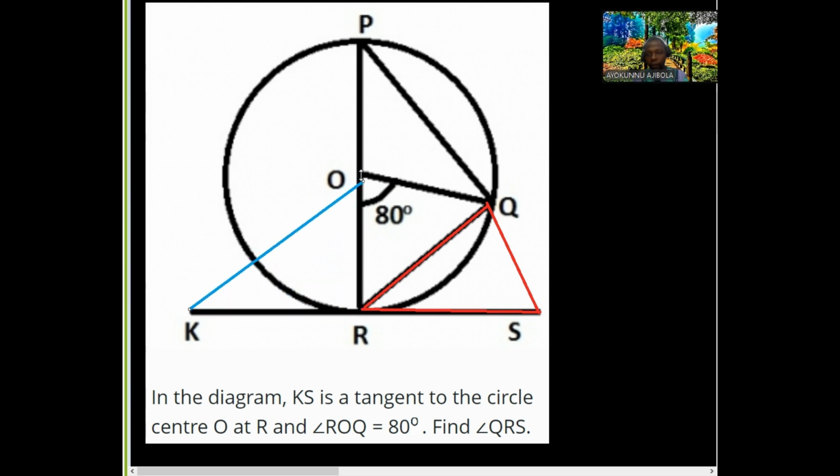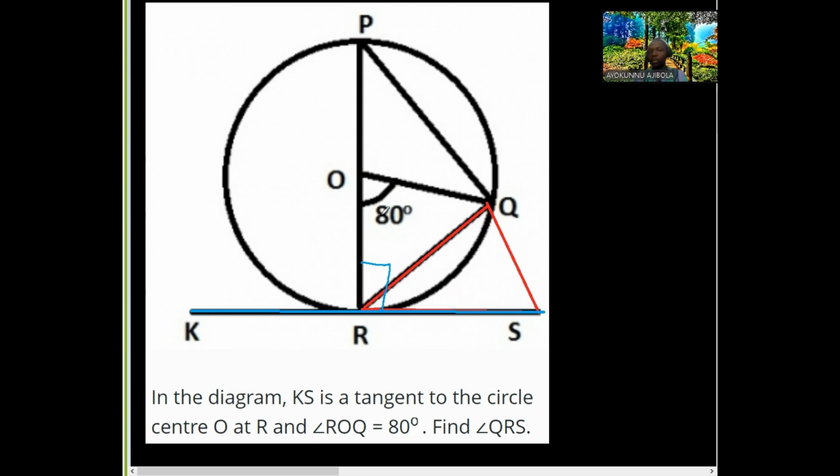OR, okay? Good. So as it is touching OR, it means it makes 90 degrees with OR. So if I drop this blue line as our tangent, then I can say the angle it makes with the OR radius is 90.